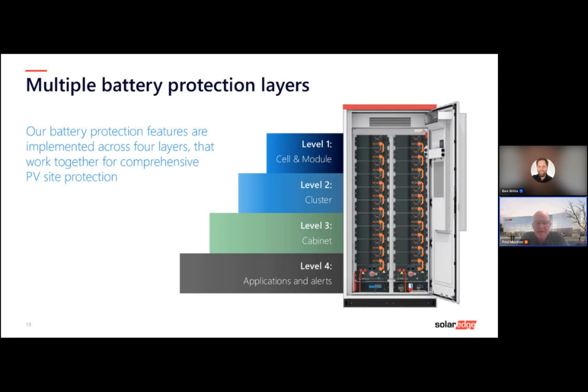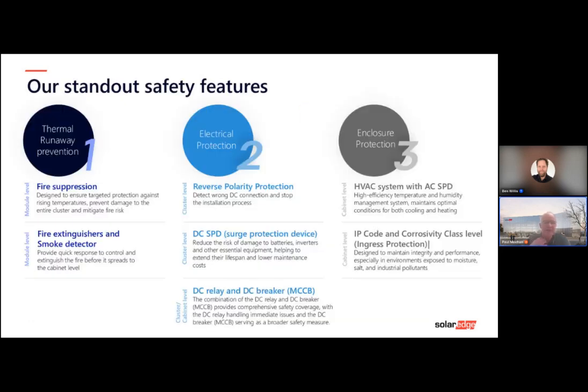You can just isolate one part of the system completely safely. Then there's the cabinet, and then applications and alerts, which links to the software packages we provide with the system to allow you to control and utilize the energy. That's SolarEdge Go, and SolarEdge Go for C&I as well.